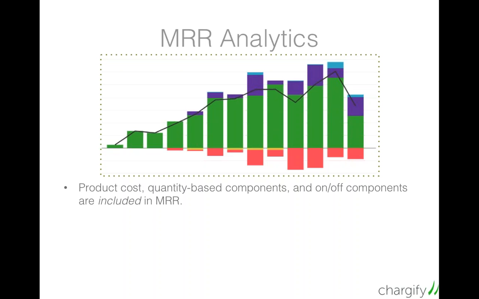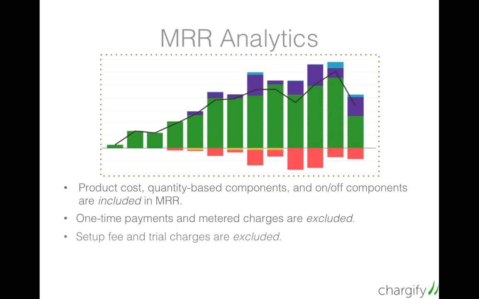Product cost, quantity-based components, and on-off components are included in the MRR because they are recurring. However, one-time payments and meter charges are excluded. Setup fees and trial charges are excluded as well, along with taxes. Taxes are not considered MRR because they do not fall under reported revenue.